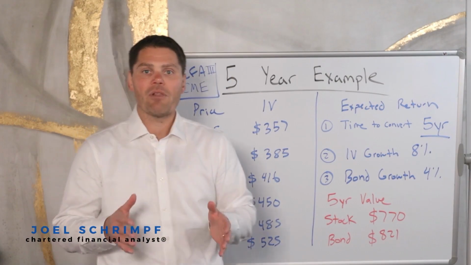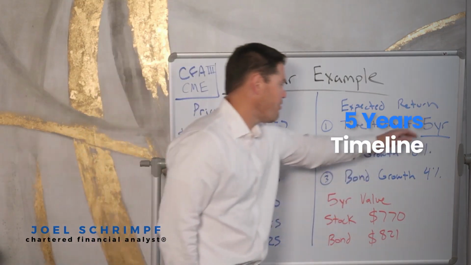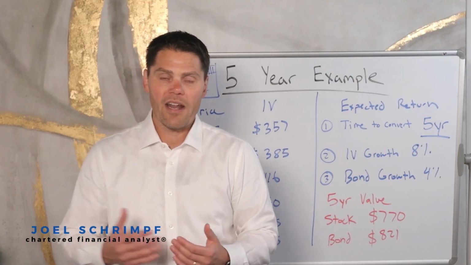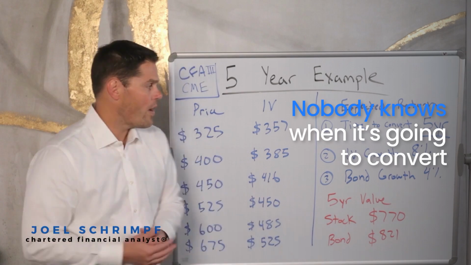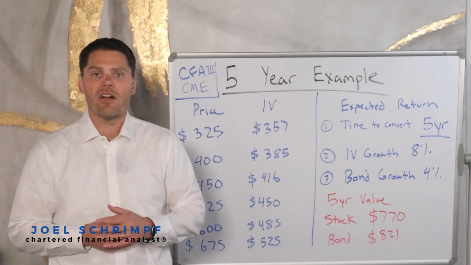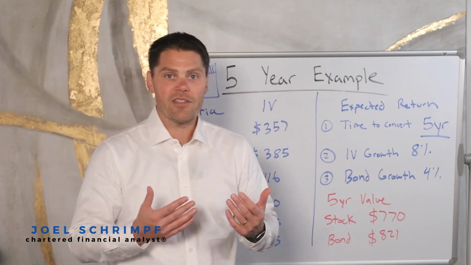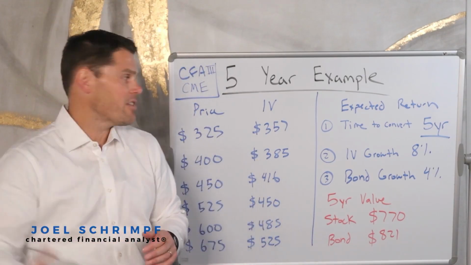First, figure out a timeline. This is where the CFA example says you've got to figure out a timeline to use, and we're going to use 5 years as a timeline. It's very, very difficult to know when and how intrinsic value is going to convert. Nobody knows when it's going to convert. It's kind of opposite. It's easier to understand the company's financials in the short run, harder in the long run, whereas the price is very, very hard in the short run, but easier to project in the long run.